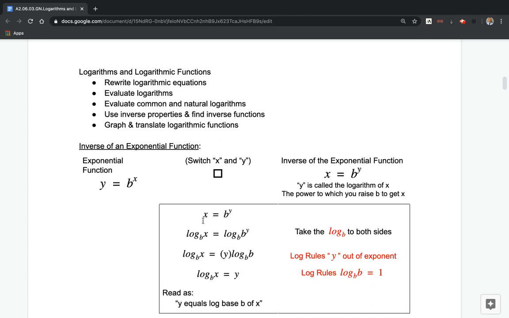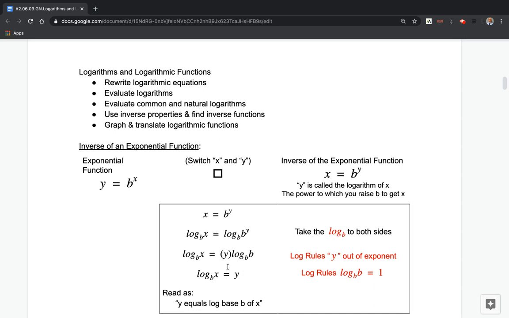Now here's the work that we have. So we have x equals b to the y. And when we're trying to calculate the inverse, we have to get y by itself. So the first thing we have to do is take the log base b of both sides. We do that so we can use our log rules in the next step. So we have the log base b on both sides. The log rule says that we can take the y out of the exponent. So whenever we take the log, if there's an exponent there, we can move it out of the exponent.